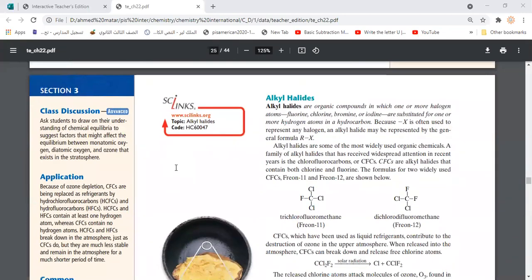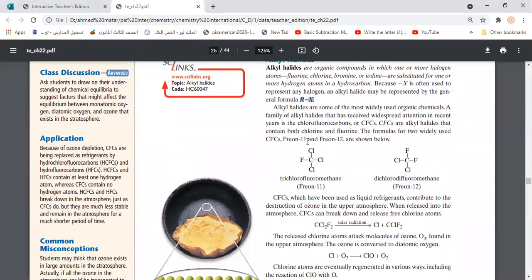Let's move on to another kind of organic compound, which is alkyl halides. What are alkyl halides? Alkyl halides are just an alkyl group R combined with one of the halogens, as we said: fluorine, chlorine, bromine, and iodine. So the general formula is RX. They are commonly spread.